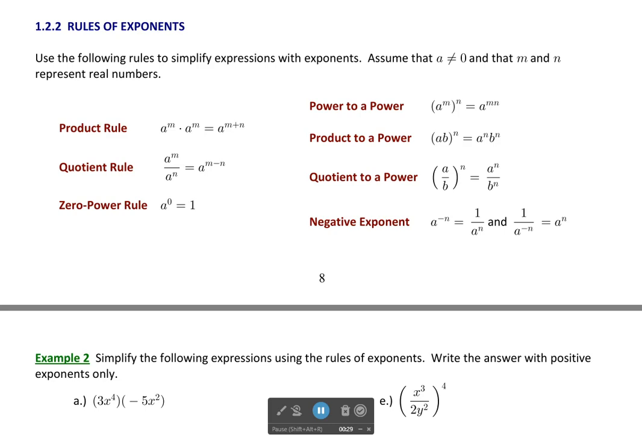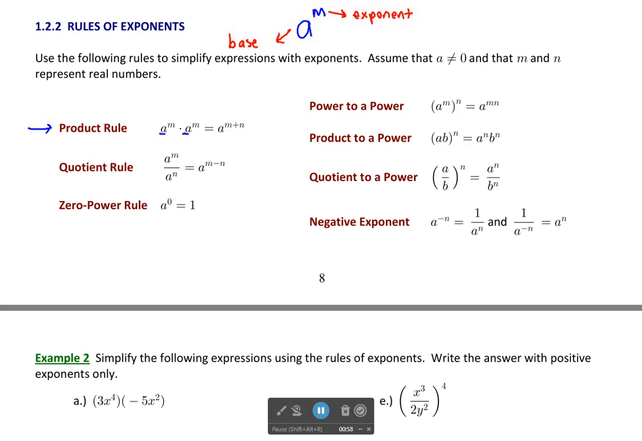Now, just to remind you of the terminology, when you have an exponential expression, the number on the bottom, the a in this case, is what we call the base, and the number in the superscript position is what we call the exponent. So if we are multiplying two exponential expressions with like bases, we're going to apply what we call the product rule. Notice here we have like bases a and a.